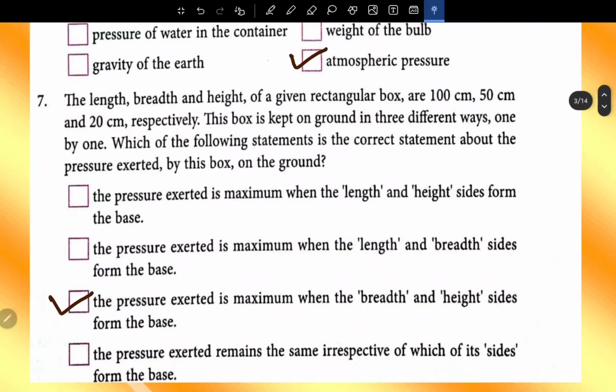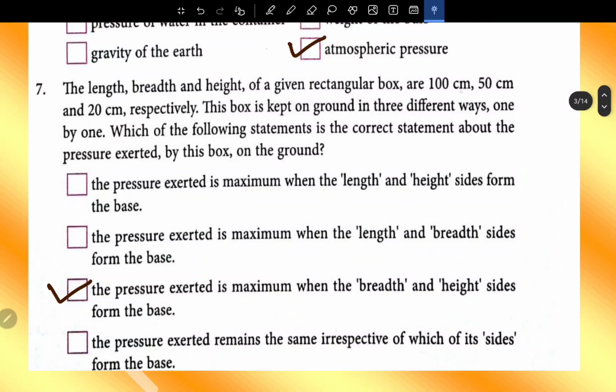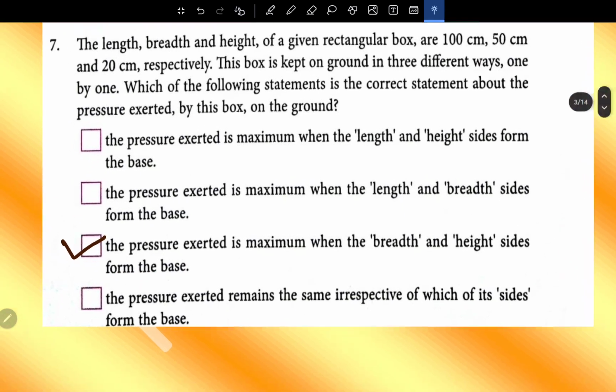7. The length, breadth and height of a given rectangular box are 100 cm, 50 cm and 20 cm respectively. The box is kept on the ground in 3 different ways. Which of the following statements is correct about the pressure exerted by this box on the ground? So the pressure exerted is maximum when the breadth and height sides form the base.